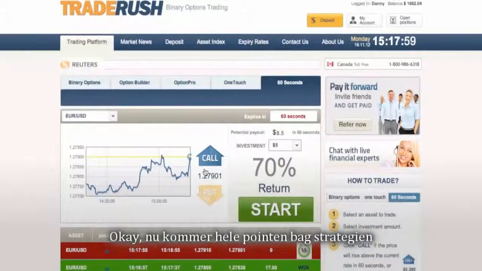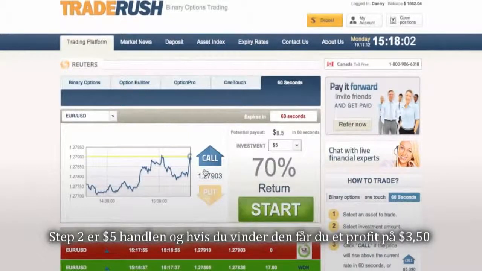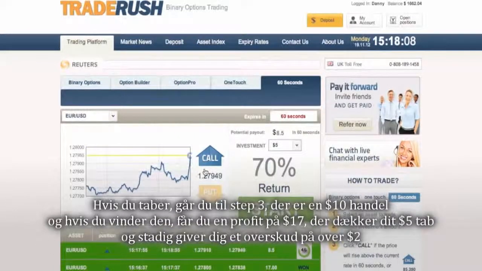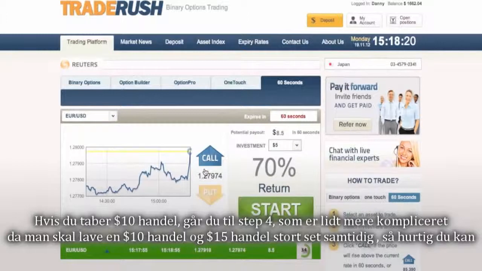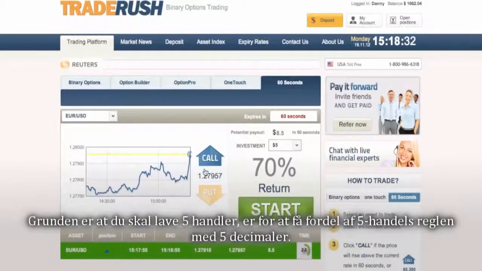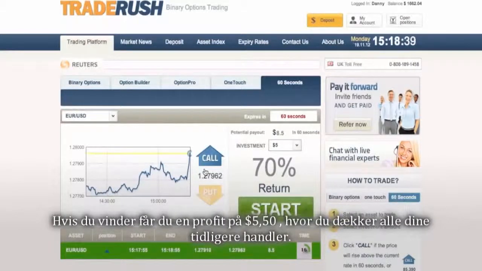Now, this is the whole point behind this strategy. Step 2 is the $5 trade, and if you win that, you get a profit of $3.50. Now, if you lose, you go to step 3, which is a $10 trade, and if you win that, you make a profit of $17, which covers your $5 loss and your $10 investment while still giving you a profit of $2. Now, if you lose that, you go to step 4, which is a bit more complicated since you have to put on a $10 trade and $15 trade almost simultaneously as quickly as you can. And the reason is because you have to make 5 trades in order to take advantage of the 0.5 decimal base. And if you win, you'll have a profit of $5.50 while still covering all of your previous losses.